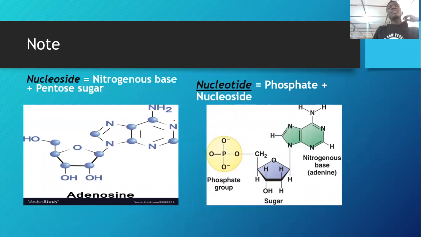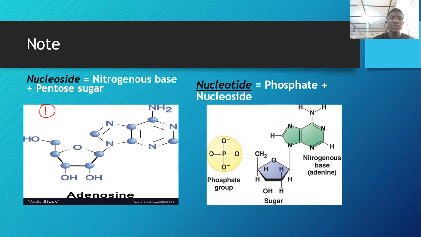So that is that. Now, there are some things that we have to look at. If you have a nitrogenous base plus a sugar, then it's called a nucleoside. That is diagram 1. If you have a nucleoside, which is the nitrogenous base plus the pentose sugar, and you add your phosphate group, then you have a nucleotide. So a nucleotide is the sum total of your pentose sugar, your nitrogenous base, and then your phosphate group.